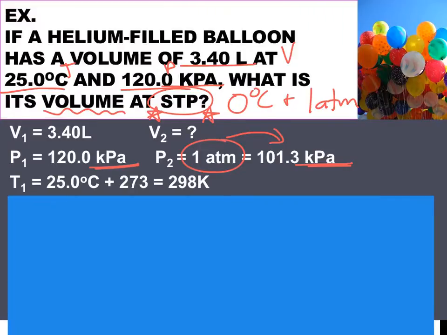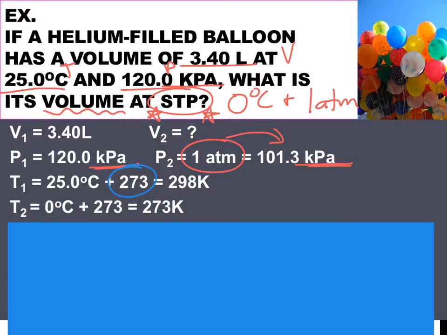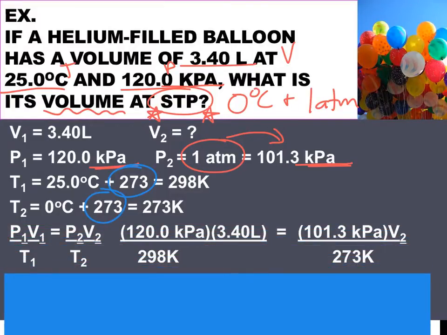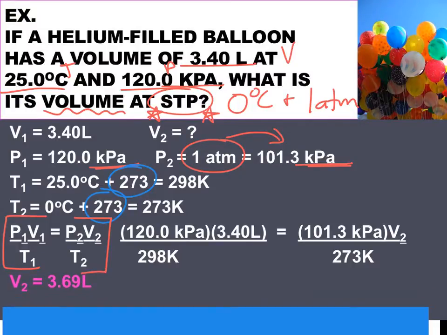Then our first temperature, make sure that you are adding 273 to get Kelvin. Second temperature, 0 degrees Celsius. Make sure that you add the 273 to get into Kelvin. So here's the combined gas law, and it's just a matter of plugging in your numbers. After you do that, you will get a total of 3.69 liters.